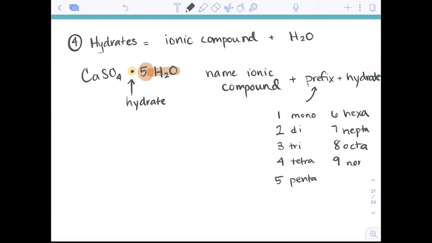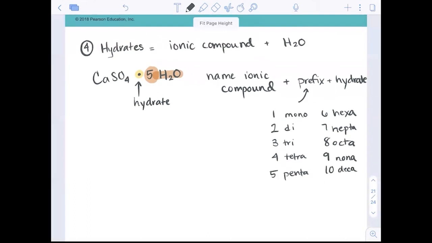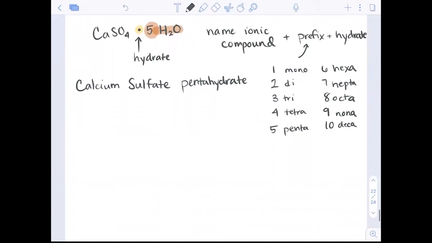9 nona, 10 deca. Now, we'll name CaSO4: calcium, main group element, no charge needed in a Roman numeral. Polyatomic sulfate, no change there in the ending because it's a polyatomic. Pentahydrate, one word. Let's do another one.